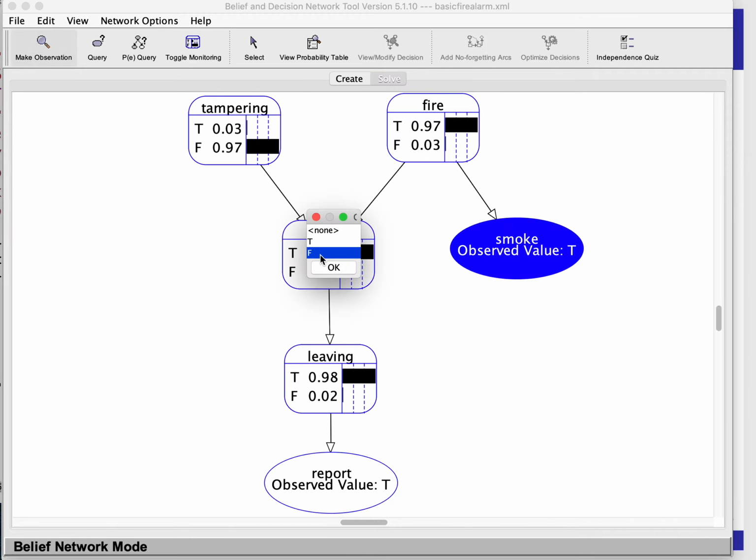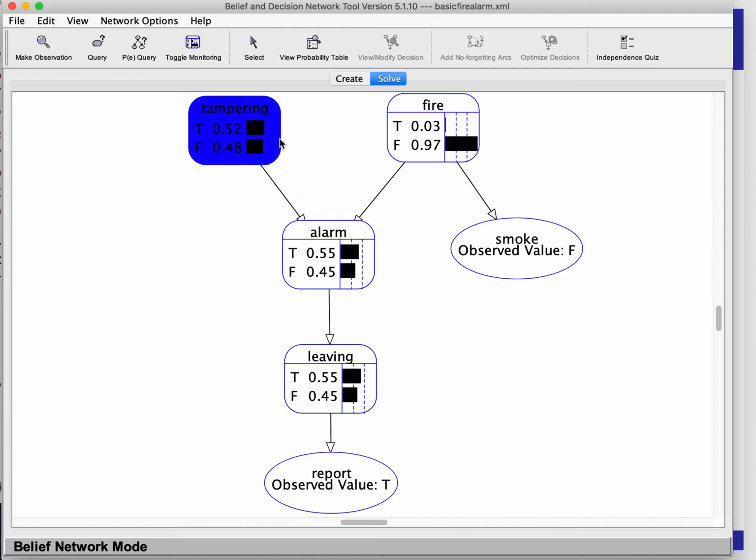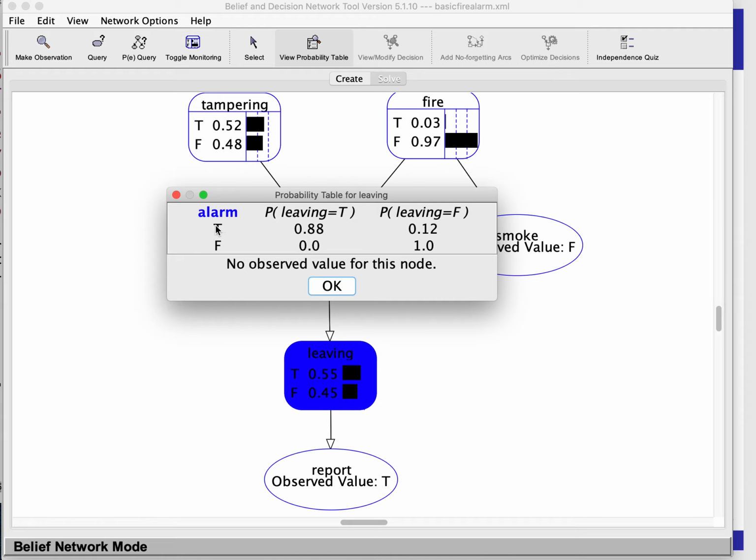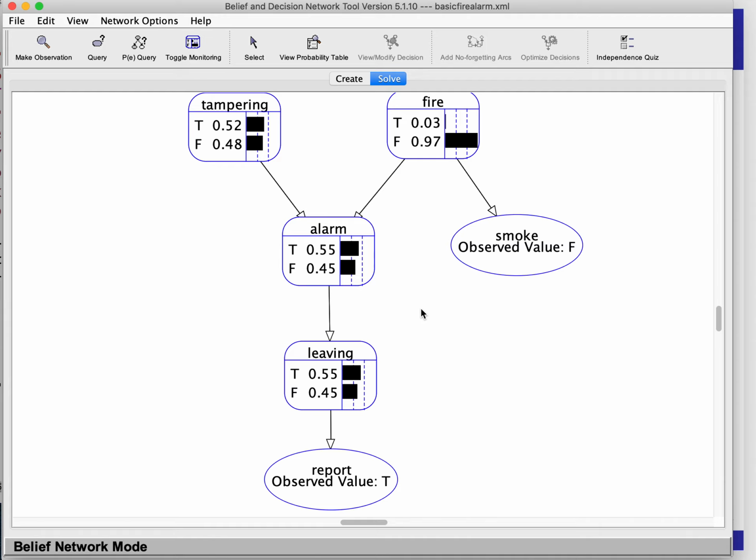If we observe no smoke, well, there's still only a 52% chance of tampering, and there's still only a small chance that there's leaving, so not so convinced that there's leaving. Okay, so that's what we're going to do. This is the sort of network we're going to do, and all we have here is this conditional independence assumption, and this assumption that says that the probability of leaving only depends on alarm. Okay, so that's what's going on here.